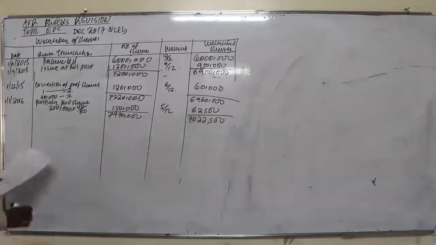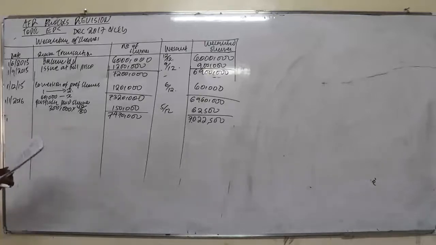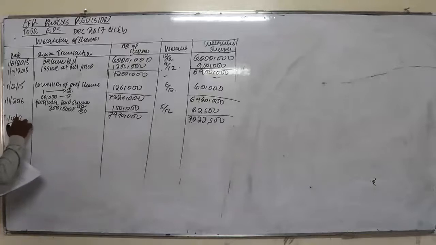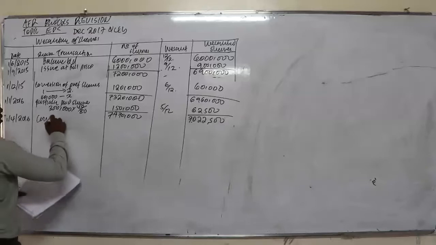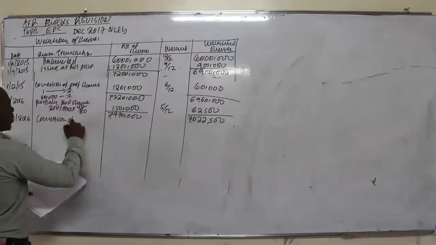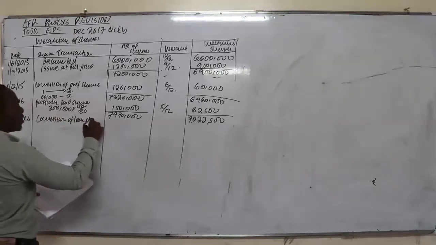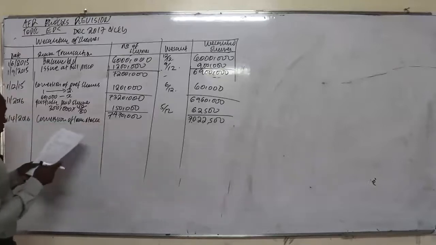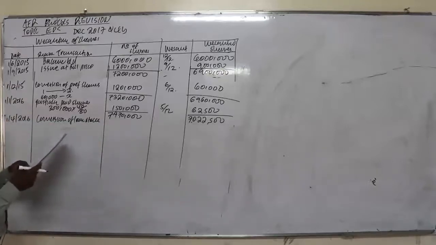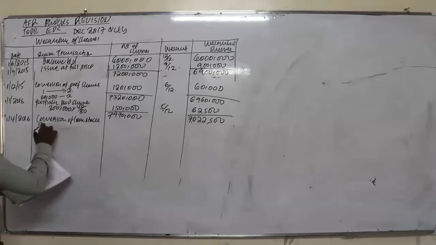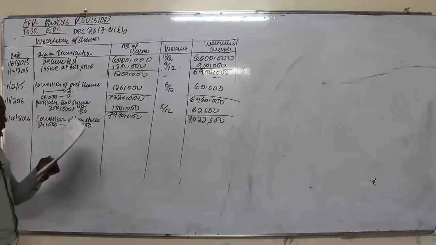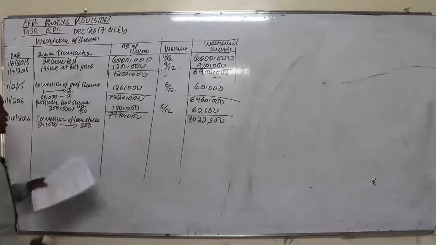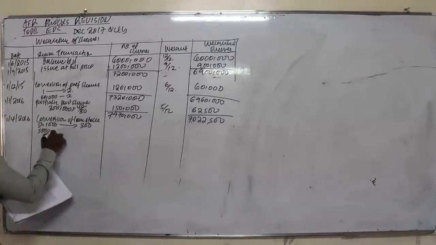500. Then on 1st April 2016, that's 2 months to the end of the year, we had conversion of loan stock. What was the term? For every shillings 1,000, you get 300. Then a holder of 5 million converted them.